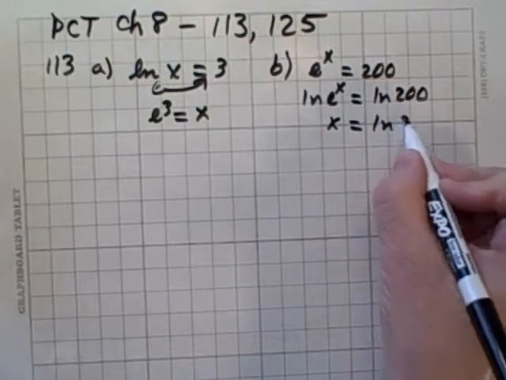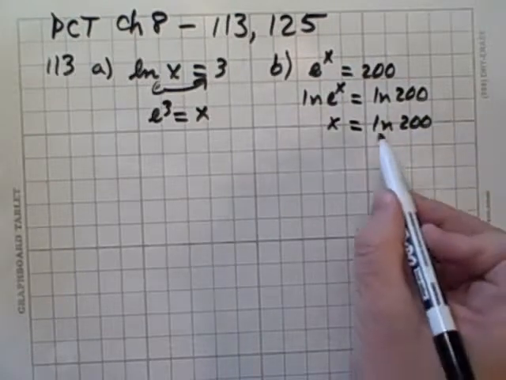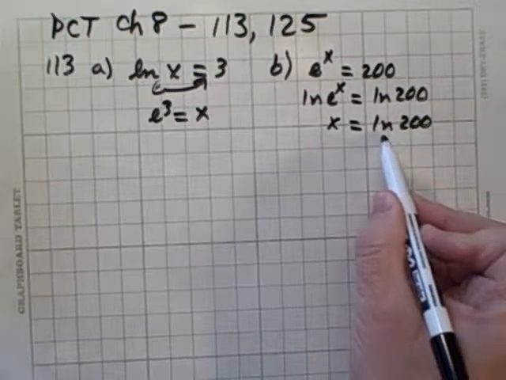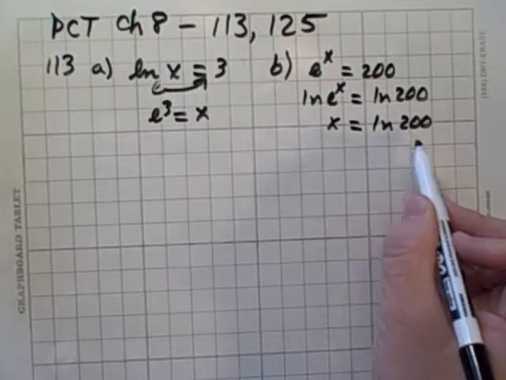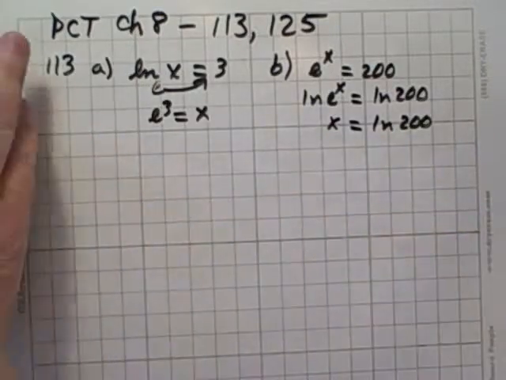So we have the natural log of 200. If you wish to punch it in the calculator, you could, but make sure you hit the natural log key. In this case, we prefer the exact.